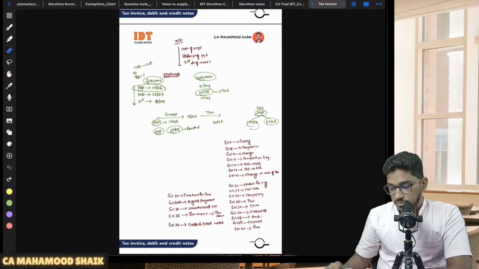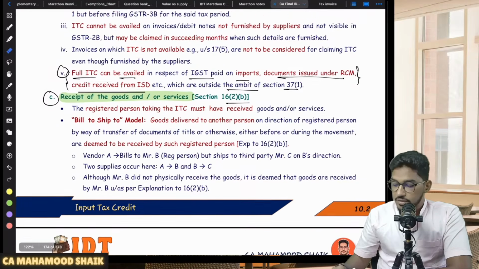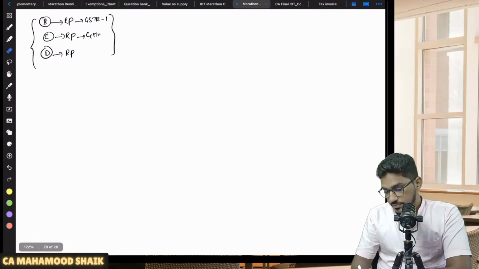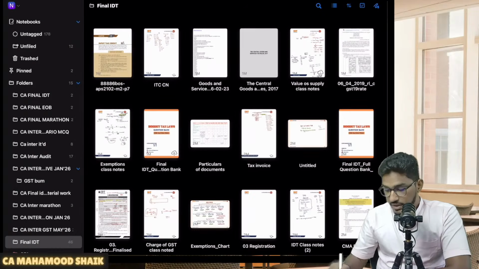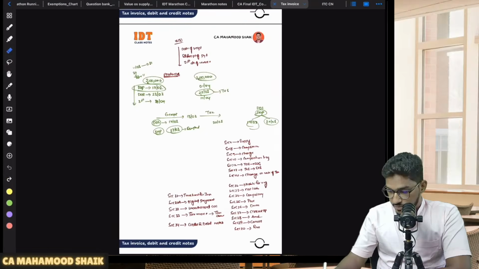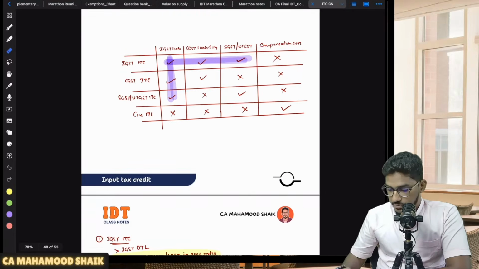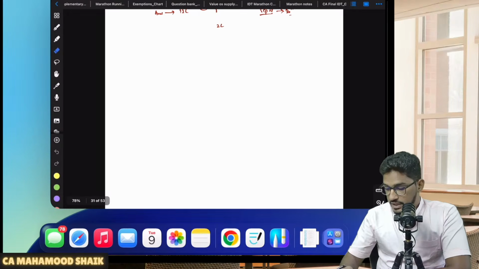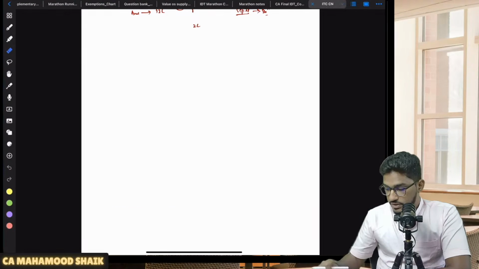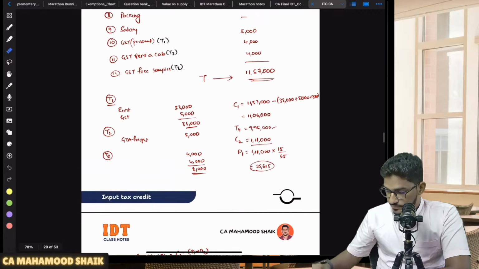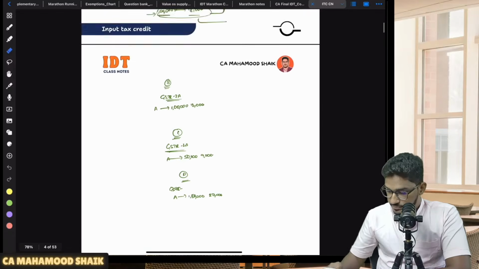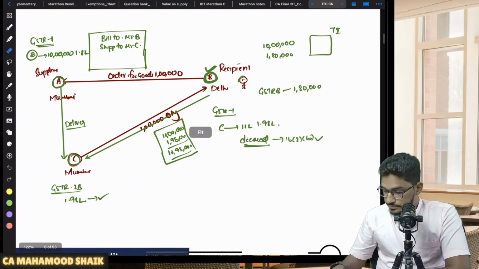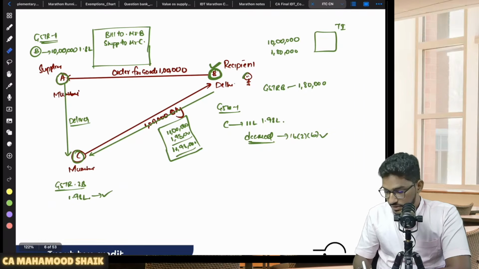And here they have given one more clarification also, on bill to ship to transactions. In case of bill to ship to transactions, they have given one clarity. So just one minute. Here also I will take the help of the class notes. While teaching the regular classes, I took the help of various charts, and I will use them here so that we can save time.